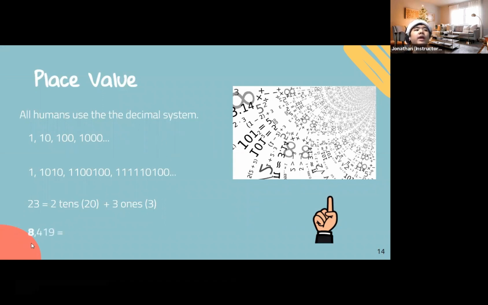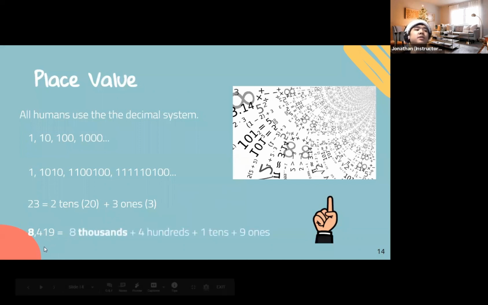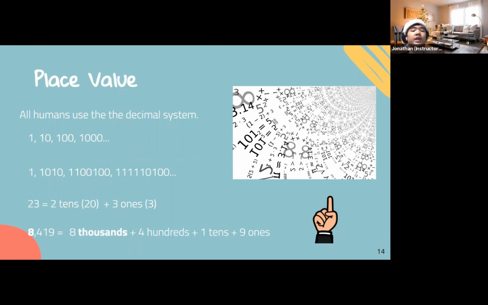How about 8,419? I want to find the place value of 8. Well, what place is it in? The 9 is in the ones place, the 1 is in the tens place, 4 is in the hundreds place, and 8 is in the thousands place. So the place value of 8 is thousands because it's in the thousands place. The place value of 4 is 100 because it's in the hundreds place. The place value of 1 is 10 because it's in the tens place, and the place value of 9 is 1.